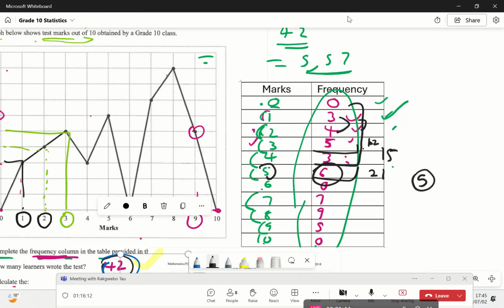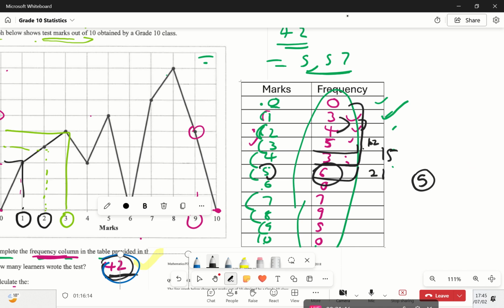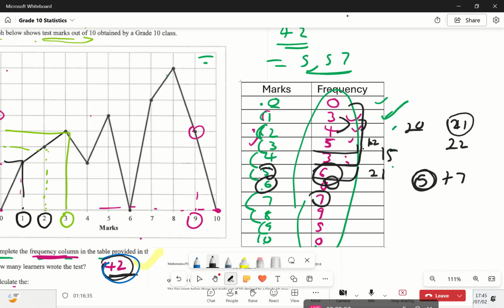Since we know that we're going to count 20 times, the 21st value will be the first member of our median, and the 22nd value will be the second member. So the 21st member comes from this group, so someone got a 5, and then the 22nd member doesn't come from the 6 because nobody got a 6, it comes from the 7. So therefore, the middle values will be 5 and 7.